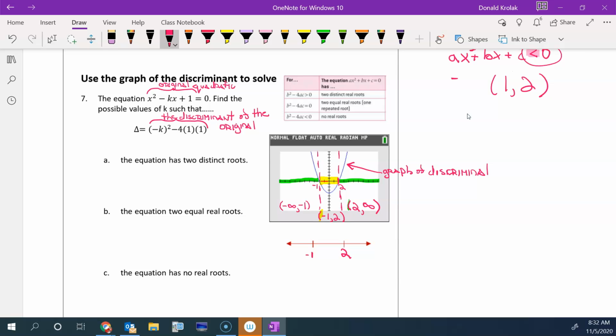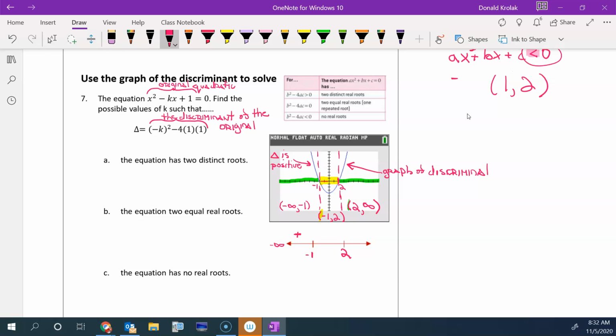Look at the blue graph. Is it positive or negative in the interval from negative infinity to negative 1? It's positive. My graph is positive. So what this part means here is the discriminant is positive, because it's the graph of the discriminant. It's not the graph of the function, it's the graph of the discriminant. So I'm going to put a plus sign right here.